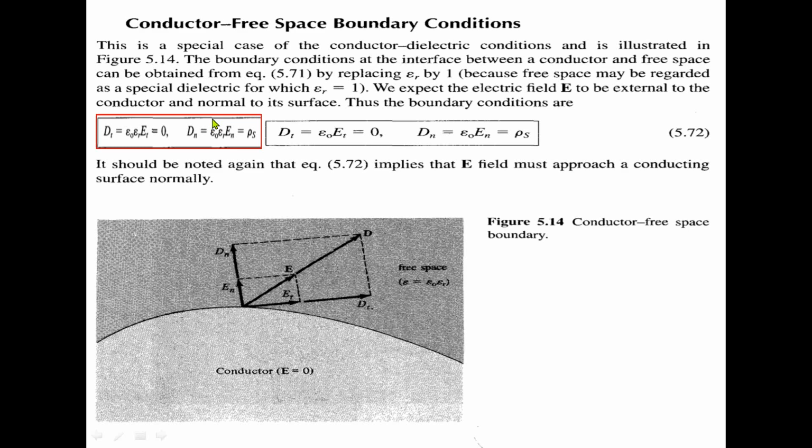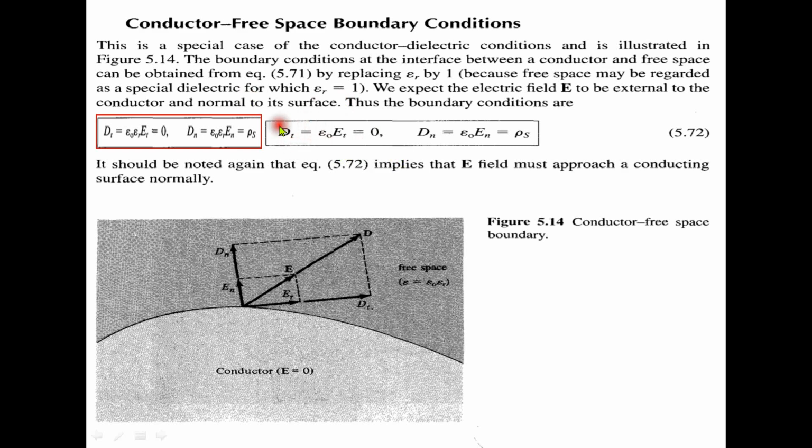Because free space is being considered as one of the media, the value of epsilon r equals 1. That is a special dielectric whose value of epsilon r equals 1. By considering that condition, we expect the electric field external to the conductor to be normal to the surface.